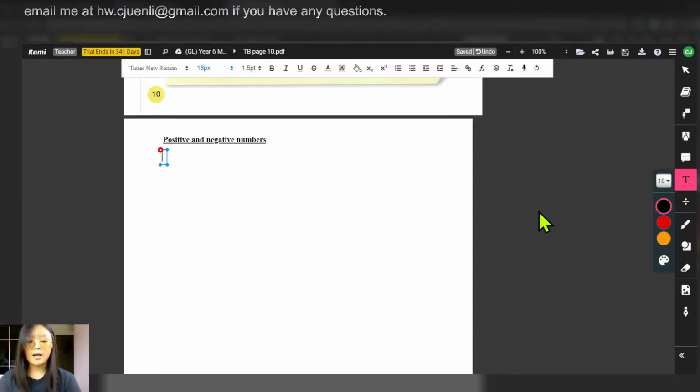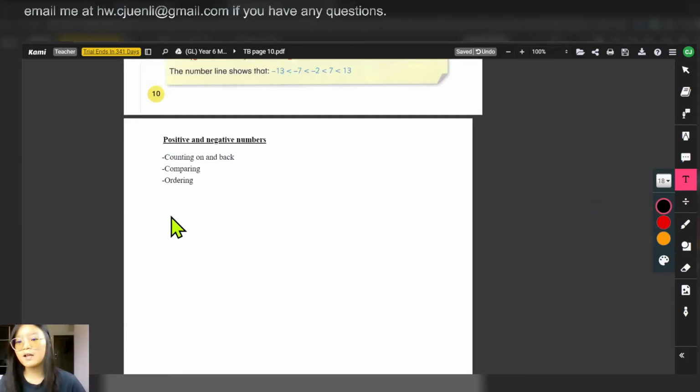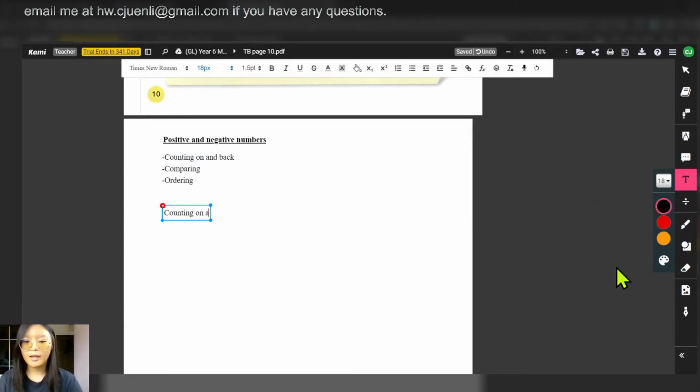All right, so we're actually going to look at a few things. One is counting on and back for positive and negative numbers. The second thing we're going to look at is the comparison of which one is bigger, which one is smaller, right? And we're also going to reorder. So which one is bigger and smaller? That's what we have already found out in comparing. So now we're gonna actually rearrange everything from the smallest to the largest, or even from the largest to the smallest, right? So right now, let's get to it. The first one over here, counting on and back.